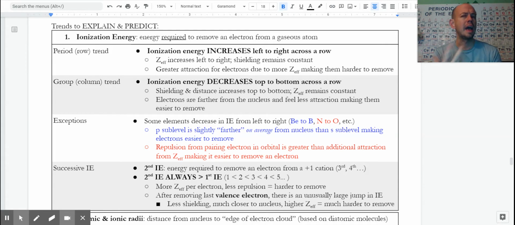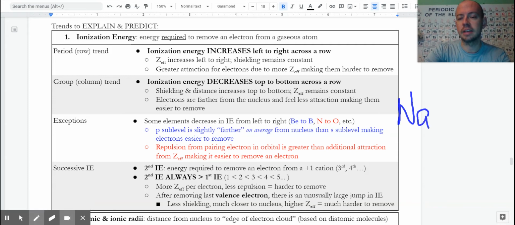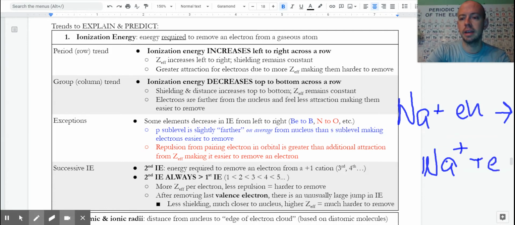So the first one, and maybe the most important in terms of understanding the rest, also the most important in terms of what's most commonly asked of trends on the periodic table is ionization energy, the energy required to remove an electron. So we would think of that as like sodium plus energy yields Na+ plus an electron. So that's super ugly there, but hopefully you get the idea.